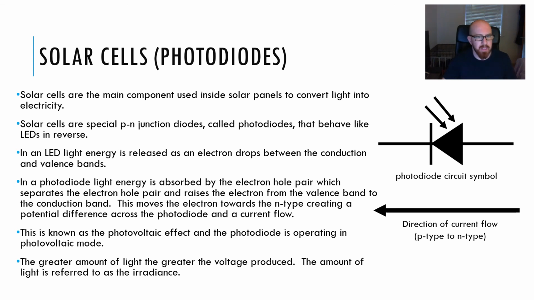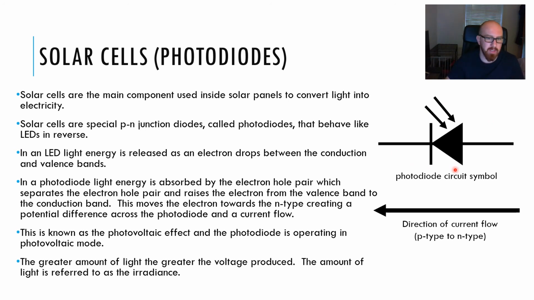So in a photodiode, light energy is absorbed by the electron hole pair, which separates the electron hole pair and raises the electron from the valence band to the conduction band. This moves the electron towards the N-type, creating a potential difference across the photodiode and current flow. This is known as the photovoltaic effect, and the photodiode is operating in photovoltaic mode. So a photodiode in this arrangement, giving you electricity out, is in photovoltaic mode.